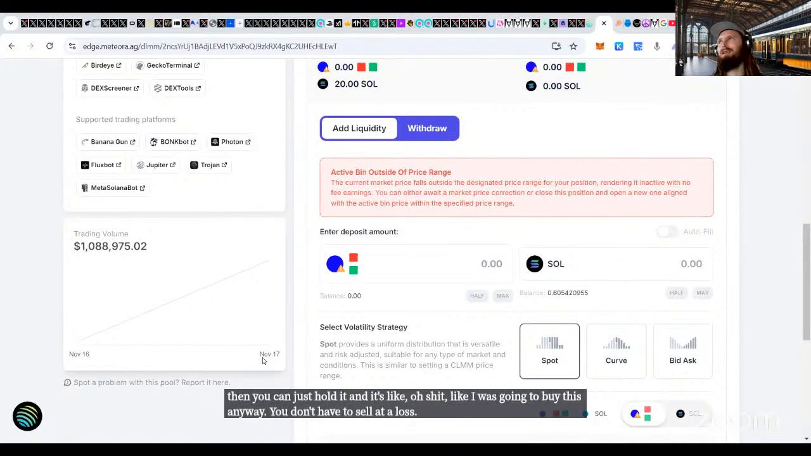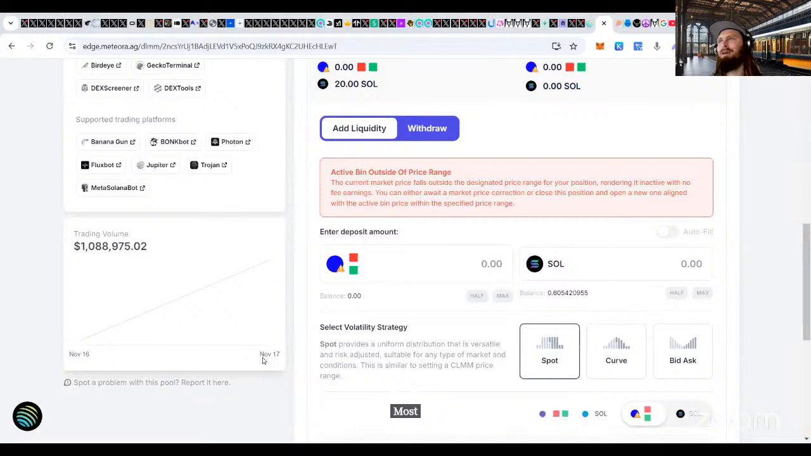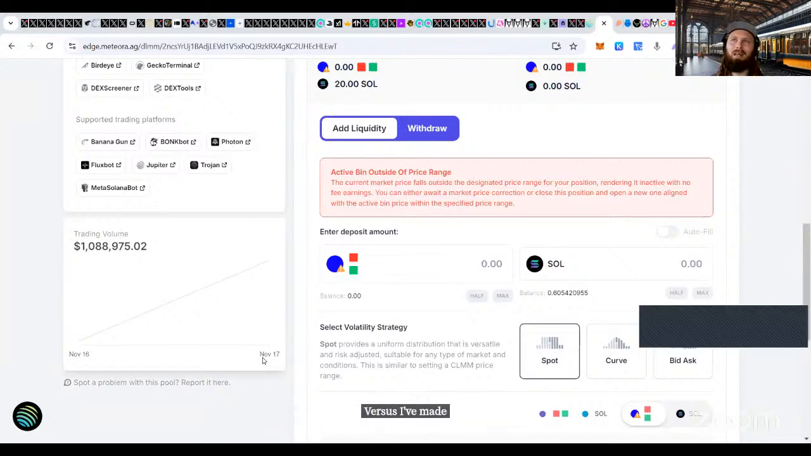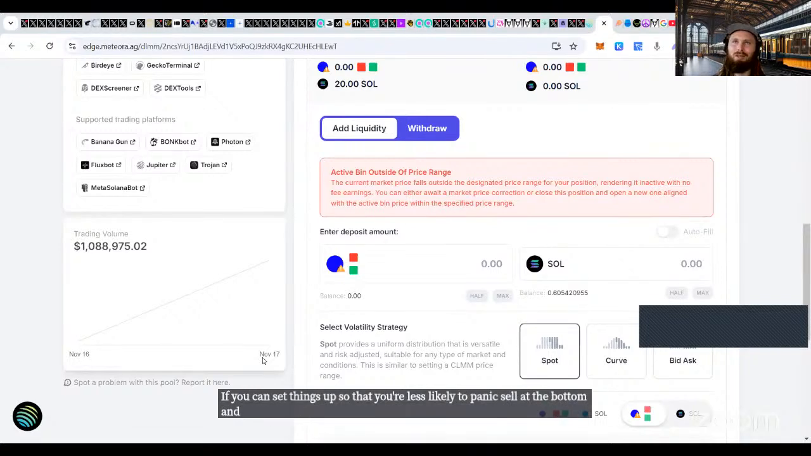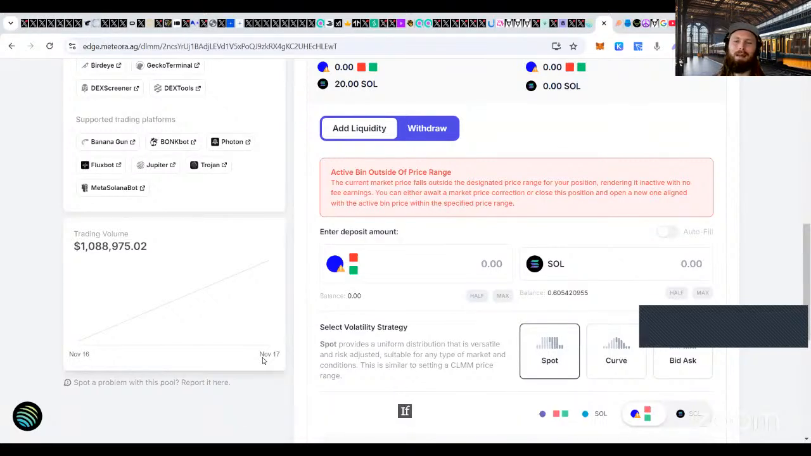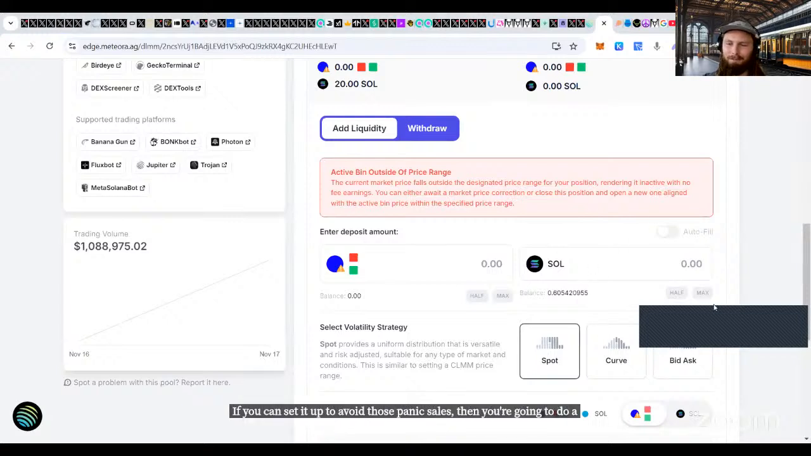Most losses occur not because you've made a bad decision. Some people just make bad trades all the time, but a lot of losses, at least in my experience, occur because I panic sell at a high volatility bottom versus I've made a bad decision and it never rebounds. If you can set things up so that you're less likely to panic sell at the bottom, and most of our positions are seeking out those highly volatile sell-offs, then you're going to do a lot better in the long run.